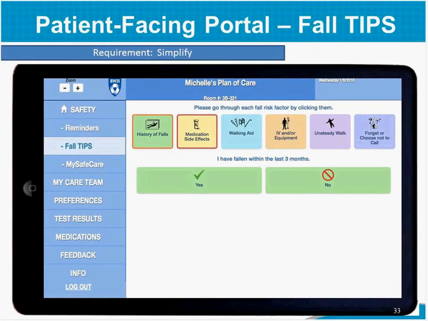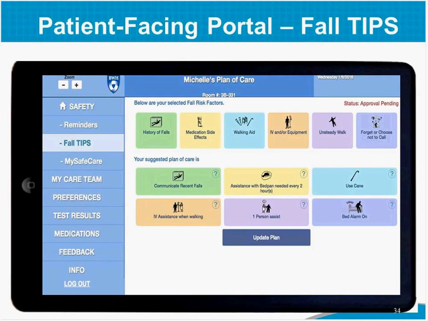So this is the later version of the patient's version of fall tips. When the nurse completes their fall risk assessment in the EHR, it automatically populates the areas of risk in the plan in the patient version. So it looks like this patient has all 6 risk factors present, and this is their plan. The patient can see they need to communicate recent falls. If they click on these buttons, it gives them very specific information about what that means. This patient needs assistance with their IV when they walk.